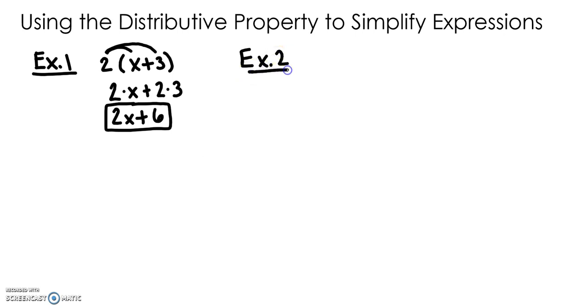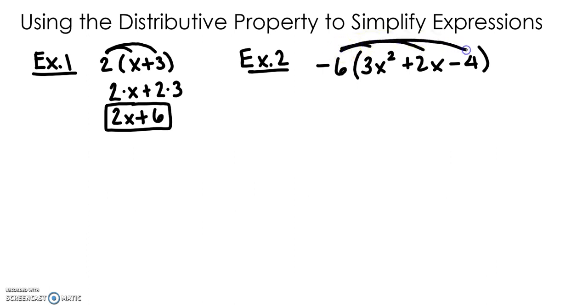Here is another example, and it's going to be negative 6 times the quantity 3x squared plus 2x minus 4. And again, we're going to do the same thing. We have a negative 6 out here, and it's being multiplied by this quantity. And let's distribute this one in. And we're going to distribute the negative sign in as well.